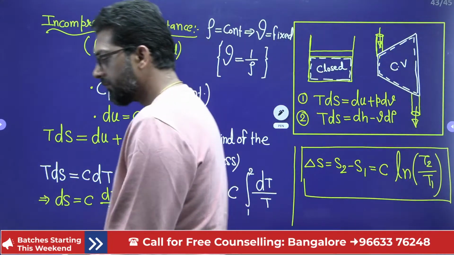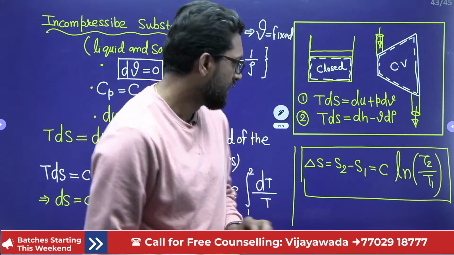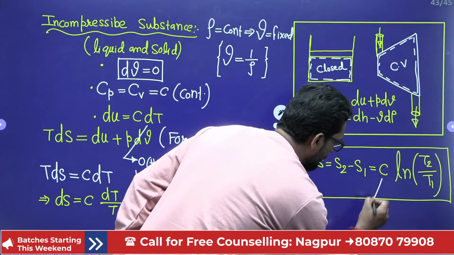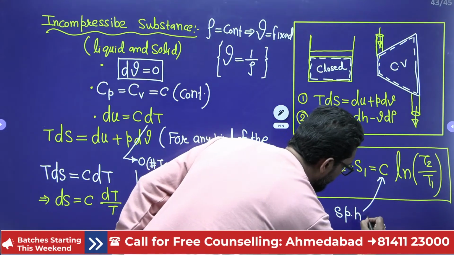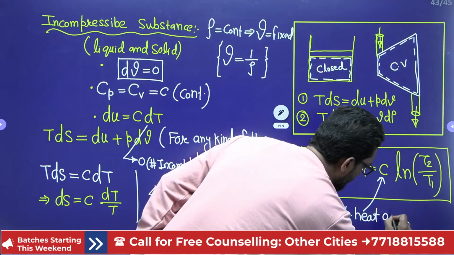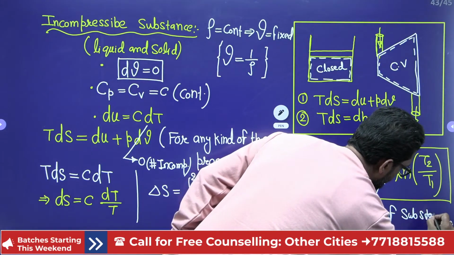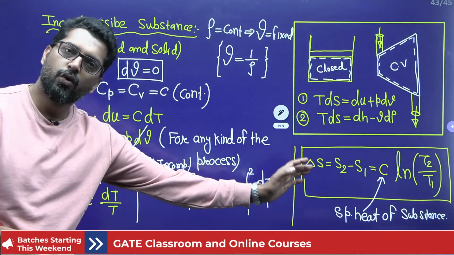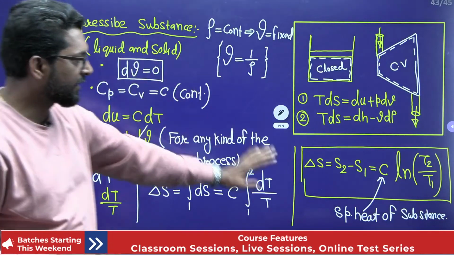Okay, this is for incompressible substance. And what is the C? C is the specific heat of the substance. So we can use like that, no problem. We can use this equation, no problem. So this is the application of this equation.